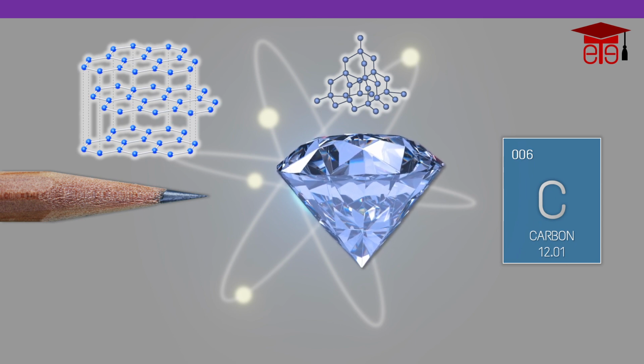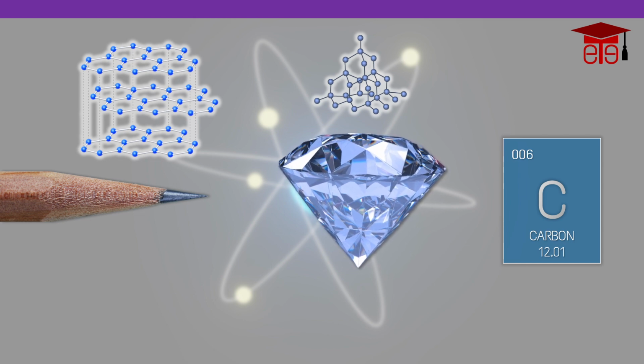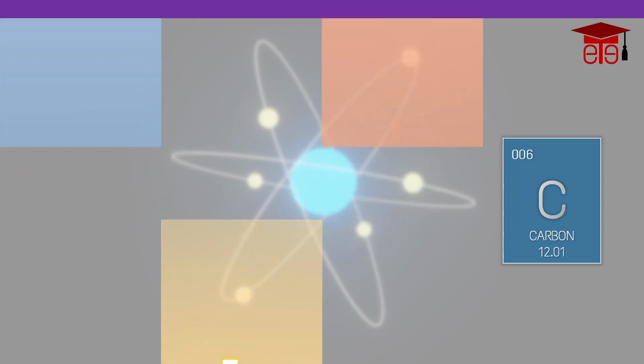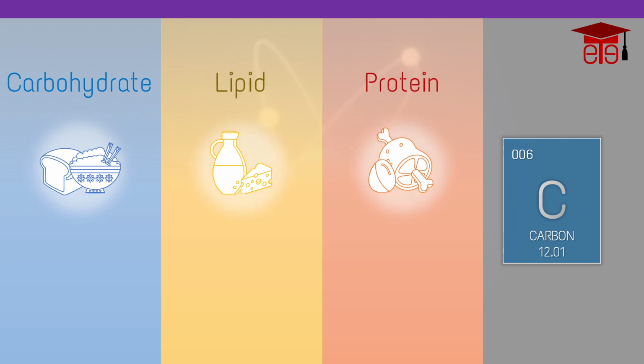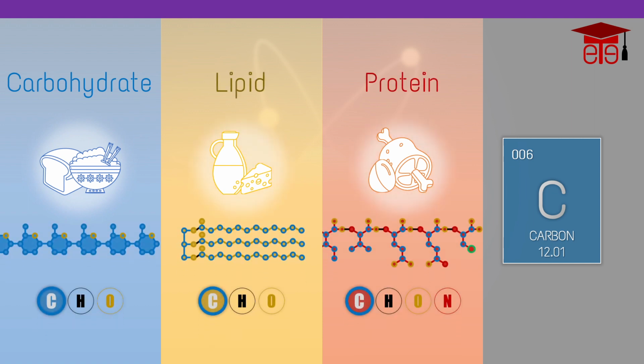Living organisms do not need diamonds or pencil leads, but they do need carbon. Organisms cannot use carbon in the form of an element. They can only use it when it is part of a compound. Carbon is part of many different compounds that make up cells. Carbohydrates, proteins, and fats are all compounds that contain carbon.